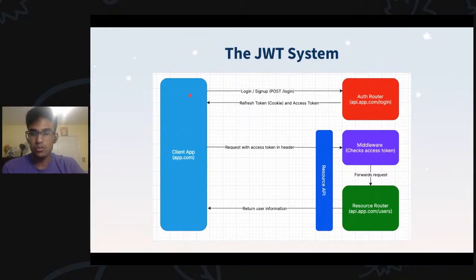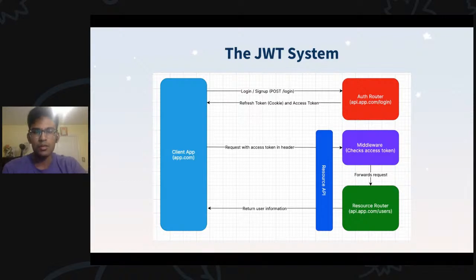When the user comes on the client application and they want to log in to the app, they enter their username, they enter the password, and the client sends a post request to the auth router. What is an auth router? It's just a collection of authentication routes. That's all that it is. So it sends a post request to the auth router, and the auth router sends a refresh token, in the form of a cookie, and an access token back.